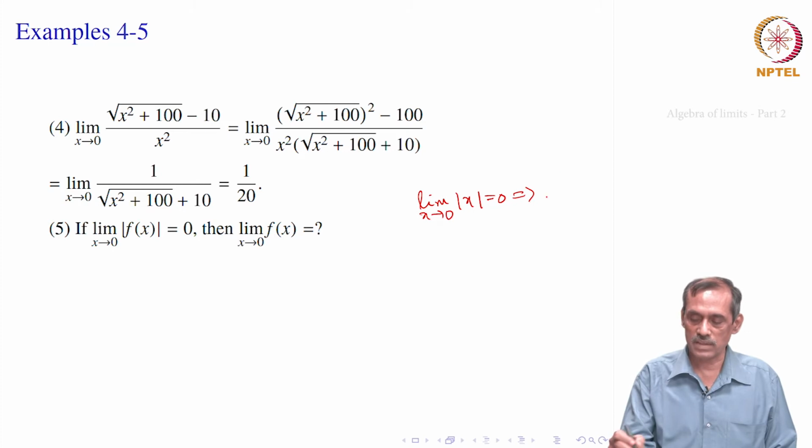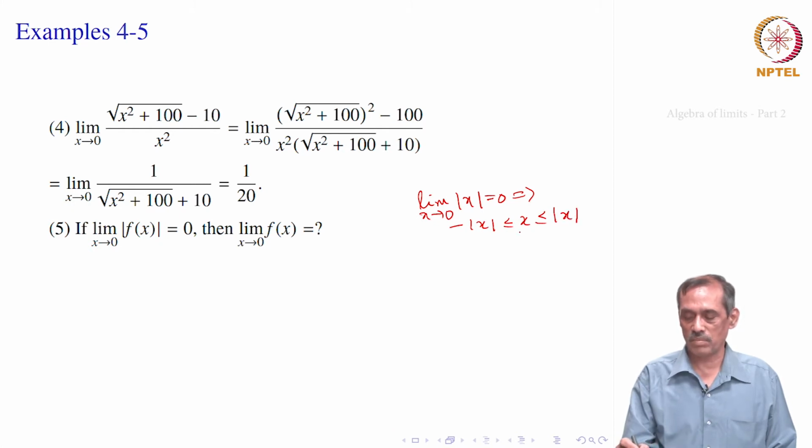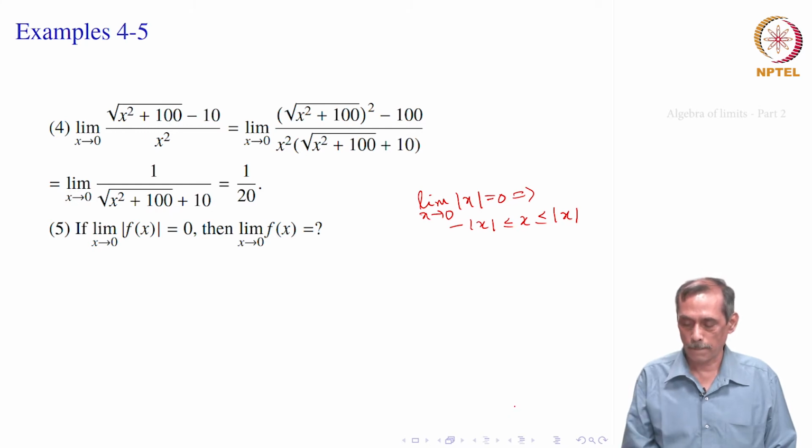Well, that is also correct. So, it implies, but then how do we bring x from mod x? The well known inequality is that minus mod x is less than or equal to x, which is less than or equal to mod x. So, x is always bounded by mod x. Now, you can use sandwich.